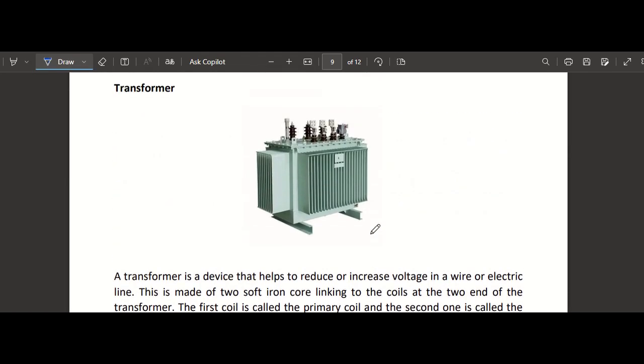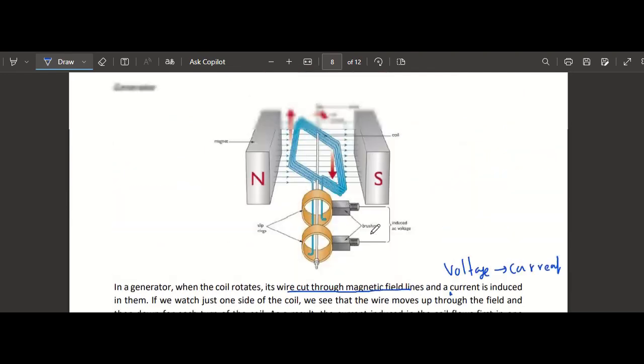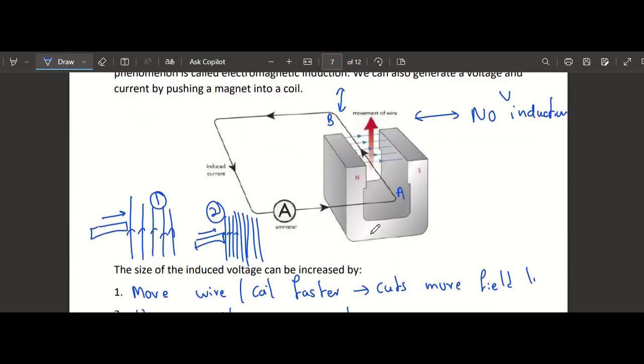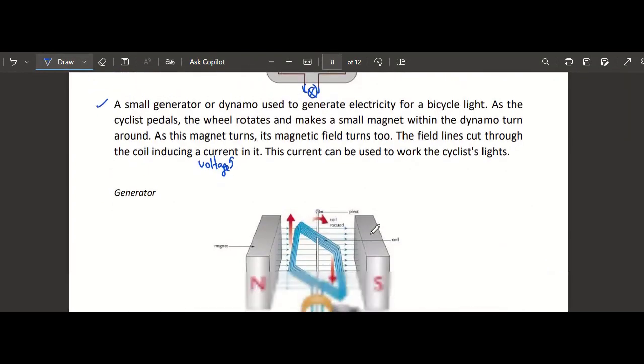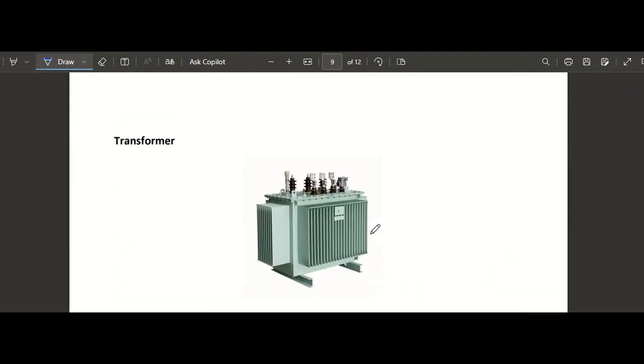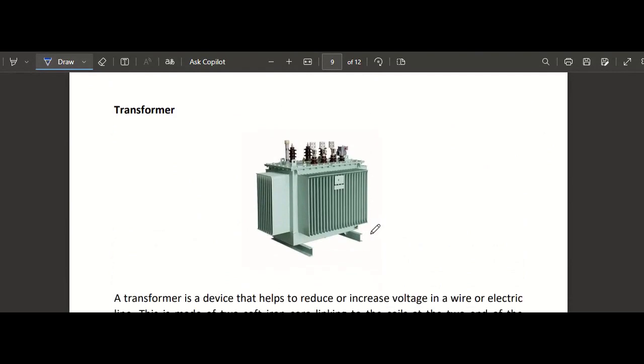Right, so the next part is the transformer. Now this transformer is using the concept we were just discussing, electromagnetic induction. The induction concept is used in transformers. You must have seen these when you're going on the roads. These things are there on the side of the roads, every few kilometers from time to time. What is happening inside this is what we are going to discuss here.